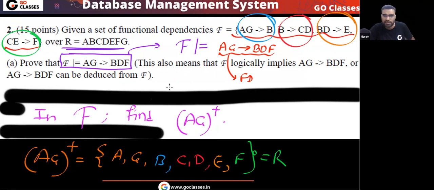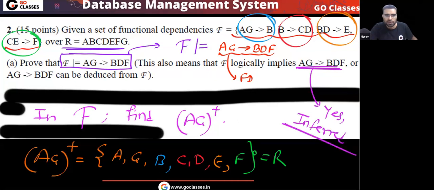Anyway, the point is that yes, this follows, right? So I can say yes, this is implied, this is inferred. Is this clear? Please tell me, did you understand? So in this given set of functional dependencies, from this you can infer this FD. Very simple question.